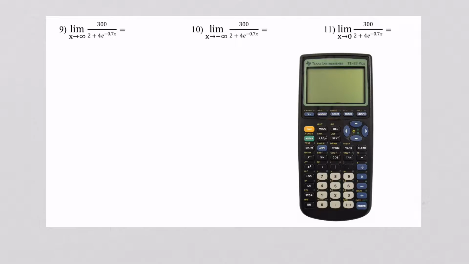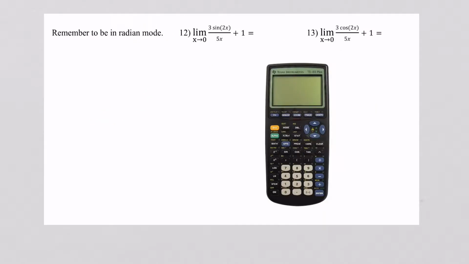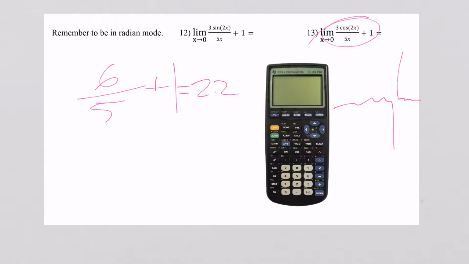Number 9, calculator problem. The limit as x approaches infinity: 300 divided by 2 is 150. The limit to the left is 0. It looks like that. The limit as we approach 0 is 300 divided by 2 plus 4, which is 6. 300 divided by 6 is 50. Next problem. 3 times 2 is 6, over 5 is 6/5, plus 1 is 2, so 0.2 for that first limit. This one looks like digga digga digga boo, digga digga digga boo, so that limit does not exist.